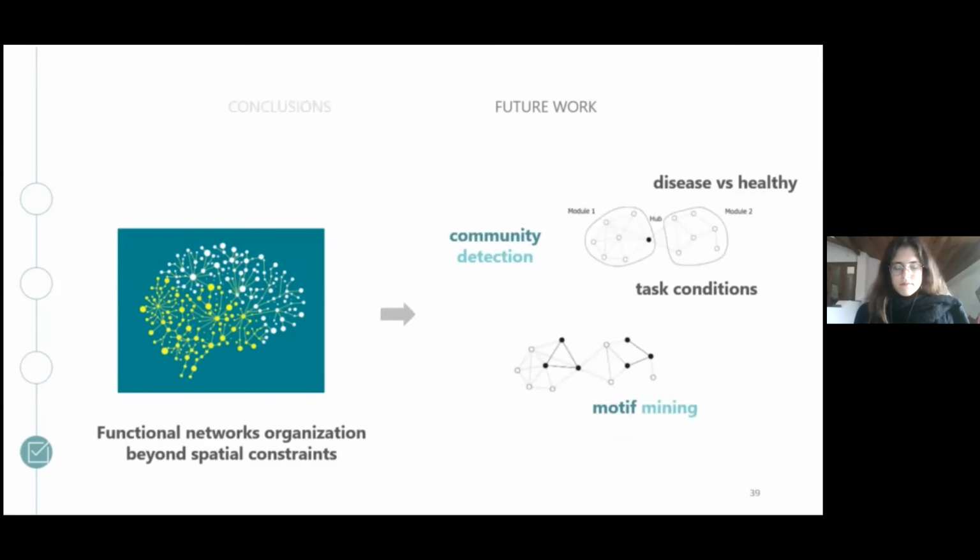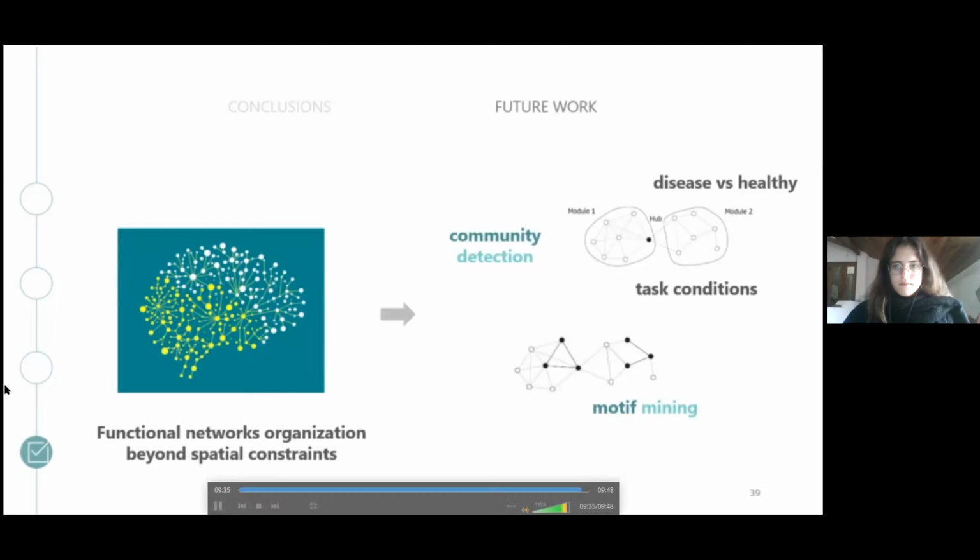I finalize this presentation by stating that more work can be done to either verify these findings with different datasets and conditions, or to explore different features beyond the spatial constraints, such as, for example, with motif mining.